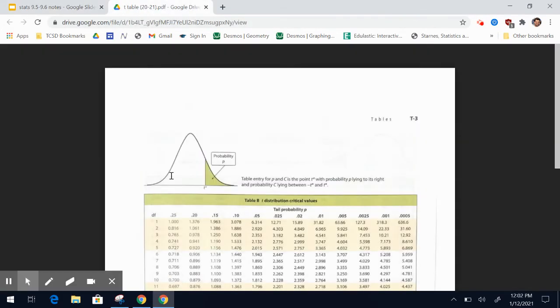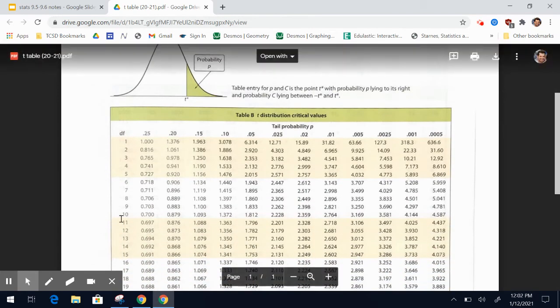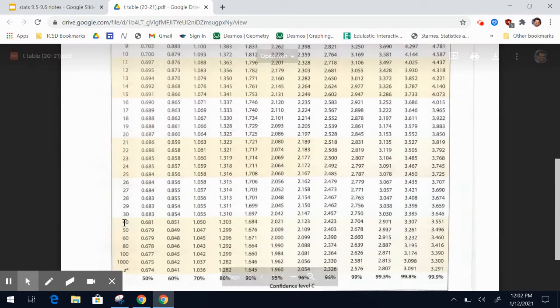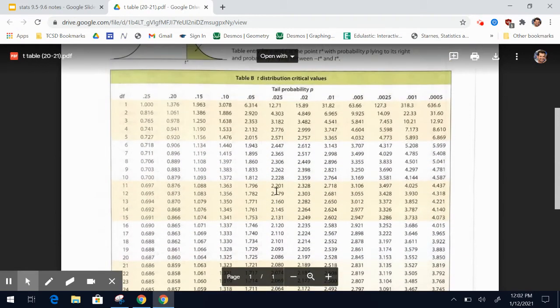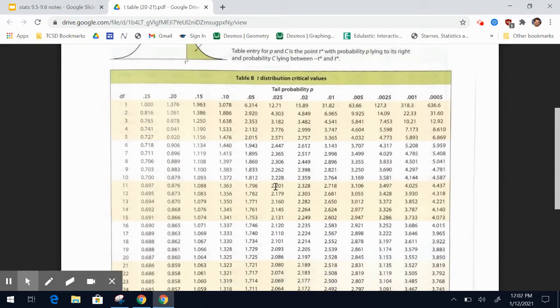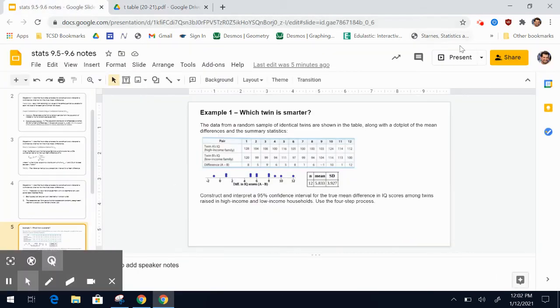Here's my table B. Let me zoom in. Okay, so row 11, and then I got to find 95%. 95 is this column right here. So I found that, row 11, 2.201. That'll be my t value, 2.201. So I'm back here.